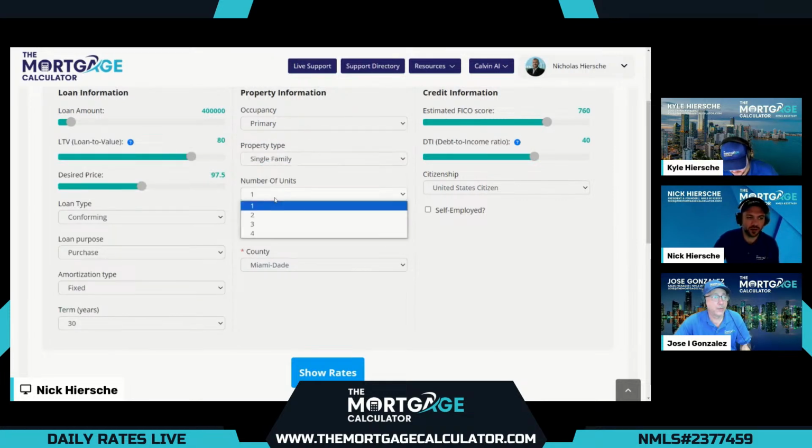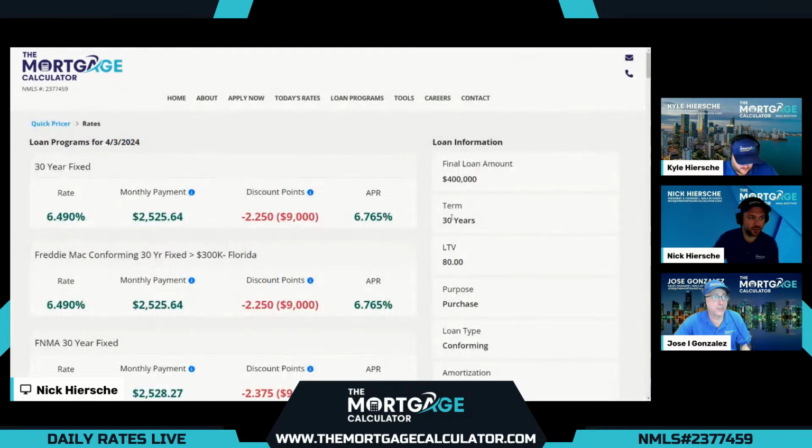We'll do purchase, 30-year fix for all the demos here, primary occupancy, single-family home, 1 unit, state of Florida, county of Miami-Dade. And for all the demos here, we'll use an estimated credit score of 760 and an estimated debt-to-income ratio here of 40%. So with these settings, let's check the basic rates this morning.